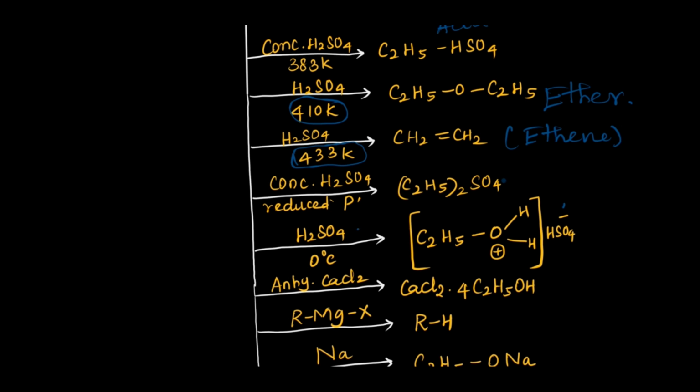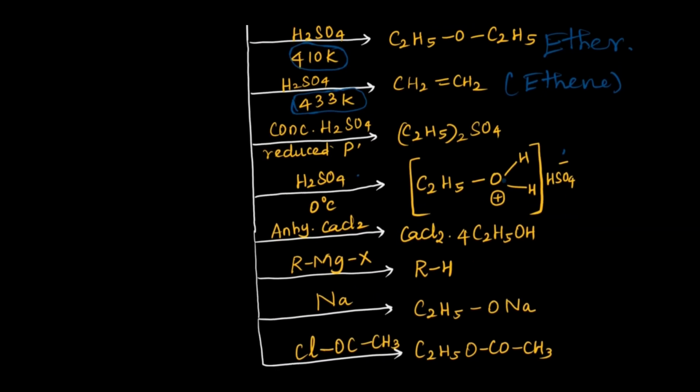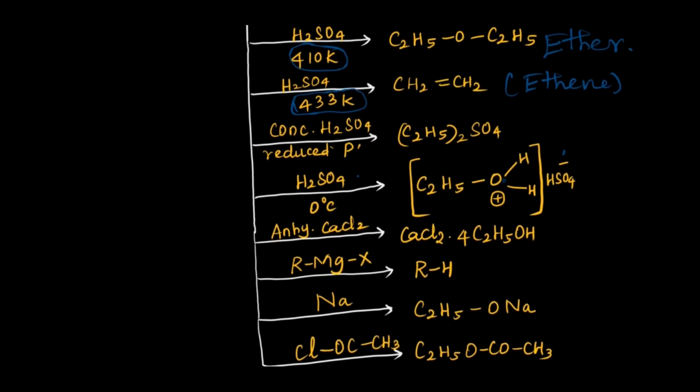At 0 degrees Celsius, it is just giving us a salt, where hydrogen gets added to the oxygen, which makes it a positive charge, and HSO4 minus. And with anhydrous calcium chloride it is forming a salt again, and with Grignard reagent it is forming alkane. Sodium shows the acidity. This is the test for checking the acidity of ethanol. Alcohol is acidic in nature, so it loses the hydrogen and sodium will get attached over here.